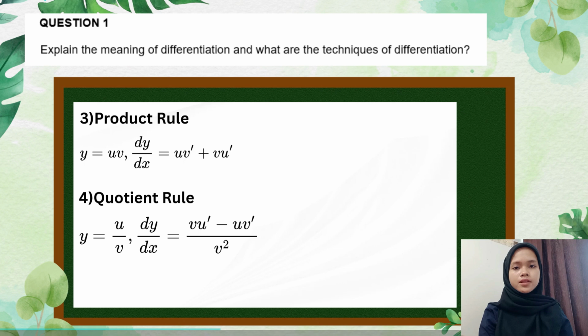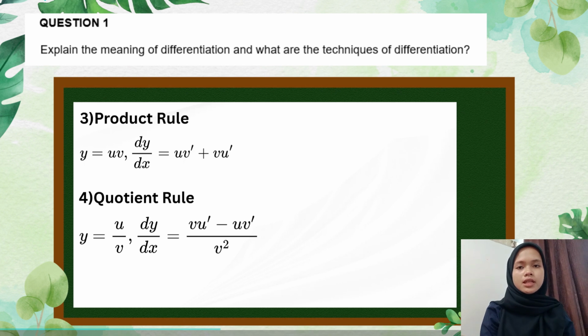Thirdly, product rule. If y equals u times v, then the derivative of y with respect to x is equal to u prime times v plus u times v prime. Lastly, quotient rule. If y equals u divided by v, then the derivative of y with respect to x is equal to v times u prime minus u times v prime, all divided by v squared.